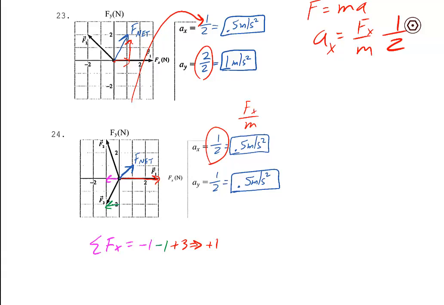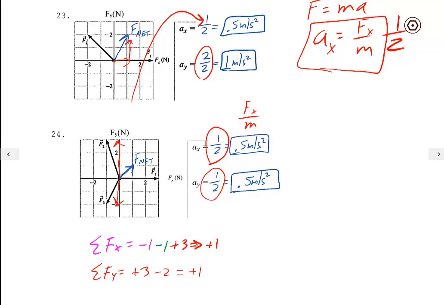In the y direction, we are going to do the same thing. Now the sum of the forces in the y, we know that F2 is +3, F3 would be -2, and F1 doesn't do anything, so we know that it's +1. So again, the 1 is the net force in the y, +1. 2 is the mass, again because we're using this idea of a equals F over m.